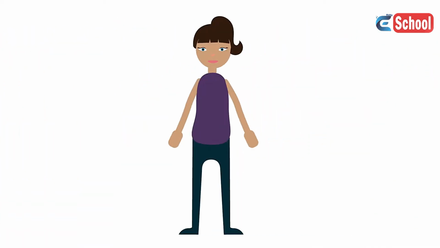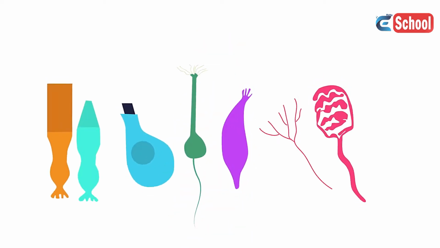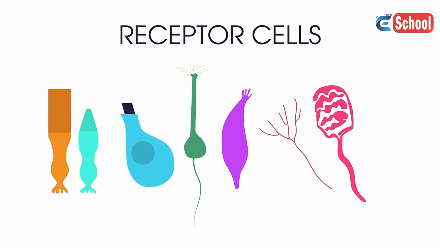For example, if you are too cold, you may put a jumper on. Sense organs in animals have groups of receptor cells which detect specific stimuli. Can you name some human sense organs and what they detect?